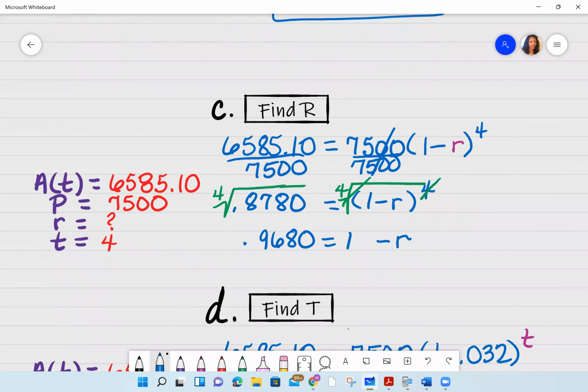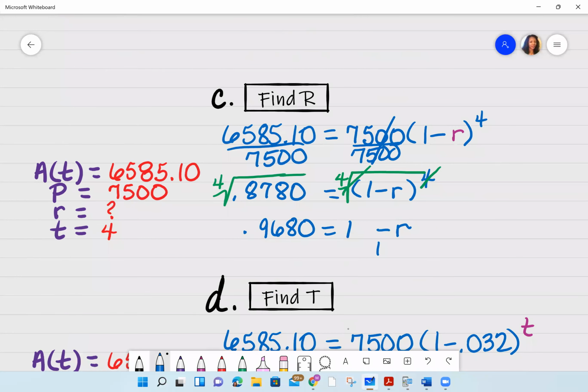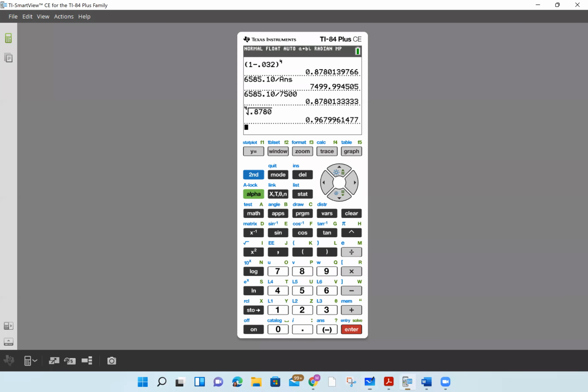And what I want to do is get R by itself. So that means I'm going to have to add R on both sides. And I'm going to subtract 0.9680 on both sides. When I do that, I see that R, and I'm getting kind of close here. So R is going to equal, now I go to my calculator and I'm going to do 1 minus, and in this case, I'm just going to take second and negative, which is going to copy the answer that I just got. So it's 0.032.